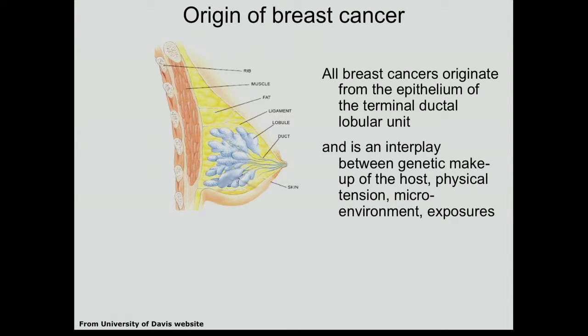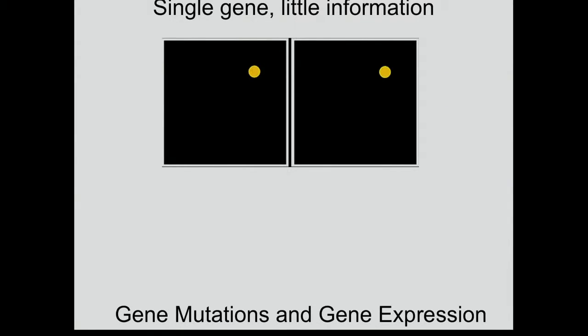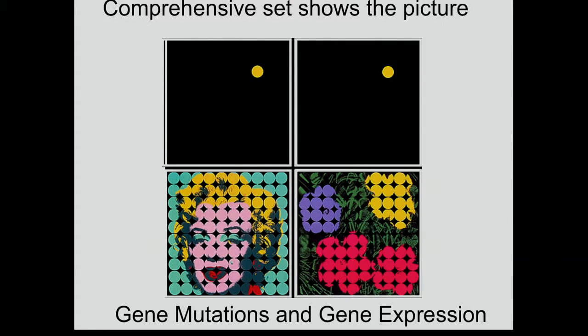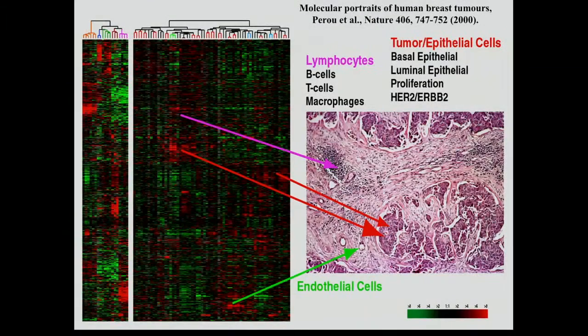Breast cancer originates in the epithelium of the terminal duct of the lobular unit, as you can see here. It is an interplay between genetic makeup of the host, physical tension, microenvironment, and other exposures. So each of those cancers comes with a different risk factor profile, and therefore also a different biological makeup of the tumor itself. For many years, diagnostics in the clinic have been done by just single gene immunohistochemistry, but of course it doesn't appreciate the full picture of a tumor. And now with all our genomics efforts, we're much better able to dive into the deep.